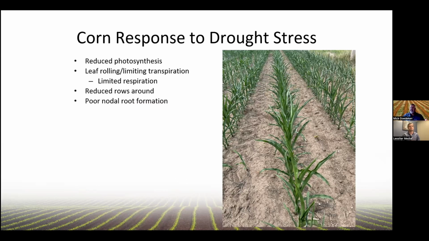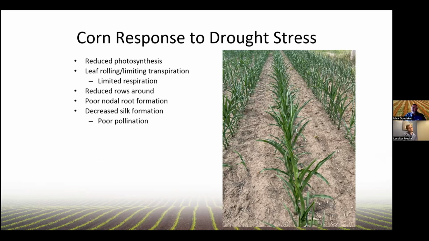Another thing that we see in drought stress is poor nodal root formation. And you think about those nodal roots, we're starting to develop those in June, and we're reaching out those nodal roots. And if there's no moisture there to make that switch off so that the roots can continue to grow, we see those roots not form. We get stubby or no roots, end up getting what we call floppy corn syndrome, rootless corn syndrome, whichever name that you would like to put on it. And certainly that affects our yield at the end of the season.